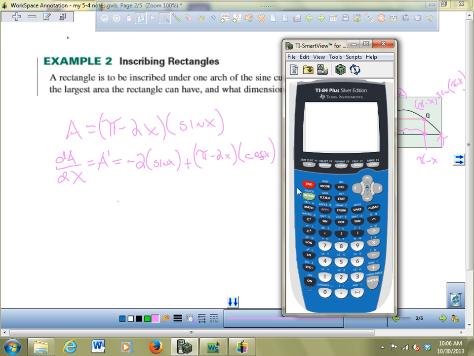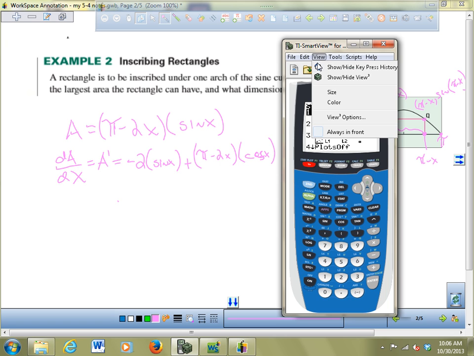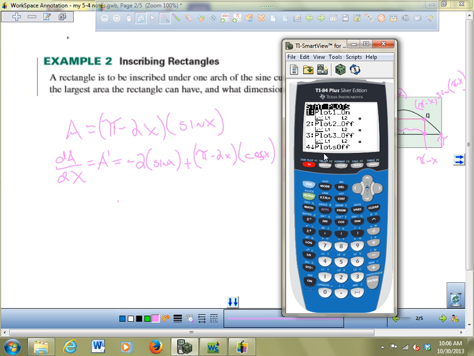So I'm going to go to y equals. I'm going to go view always in front, otherwise it'll disappear. And you got to make sure you're in radian mode. Am I in radian mode? I'm in radian mode. And I'm going to plug in that function to the best of my ability and see if I mess up. So -2, sine of x.